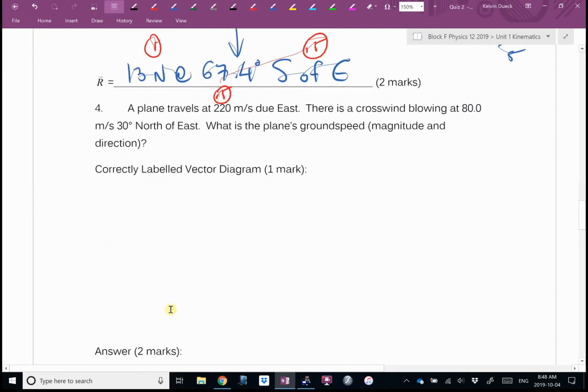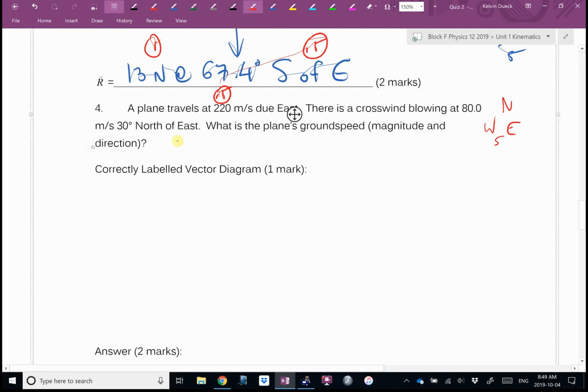Plane travels due east. You know what? I've scrolled down. Again, I'm doing a compass rose. Hey, that fixed it. You can stay away from your phone. It's not that important. We want the ground speed.